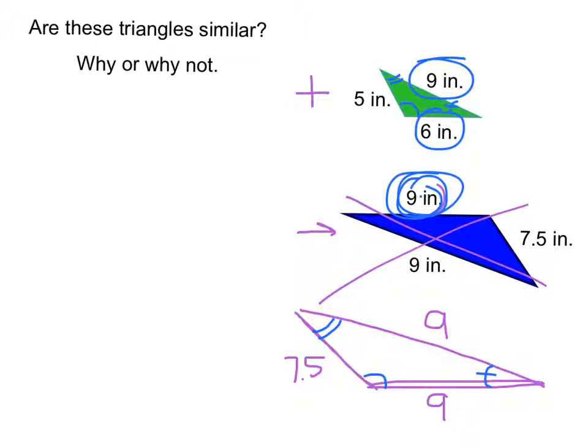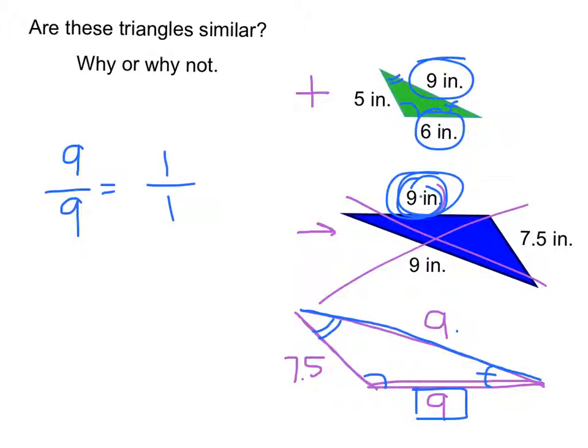And now let's see if they're proportional. So on my connecting side, I have 9 inches on the big one and 9 inches on the small one. So I have a 9 over 9 or a 9 to 9, which is really a 1-to-1 proportion. Let's see, do I have a 1-to-1 proportion with my other sides though?